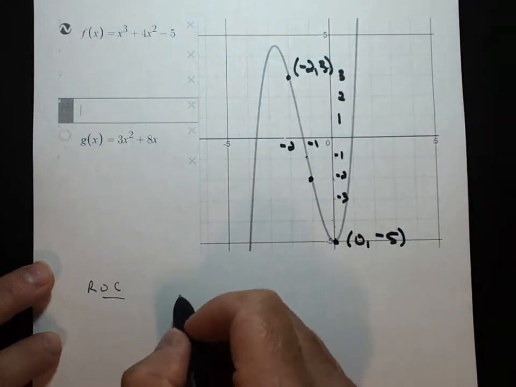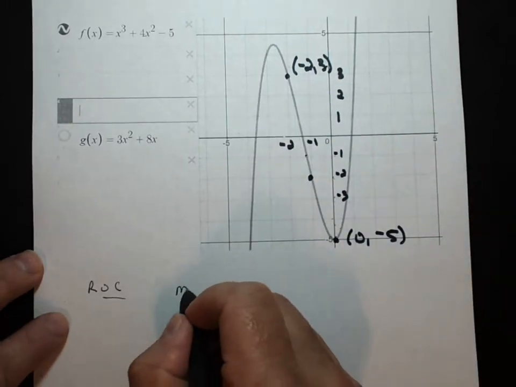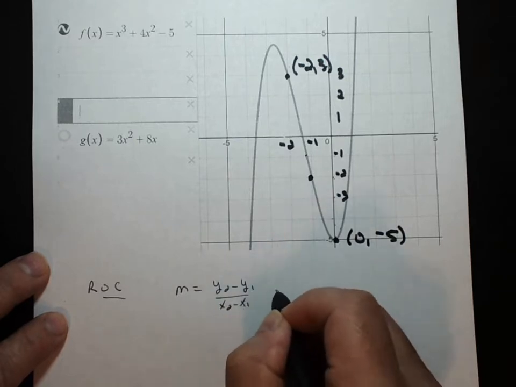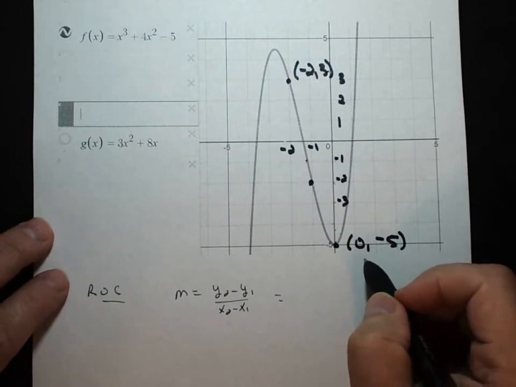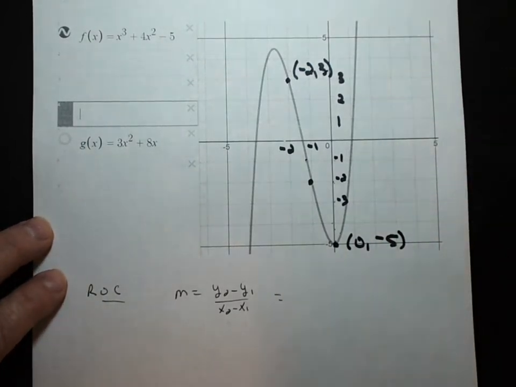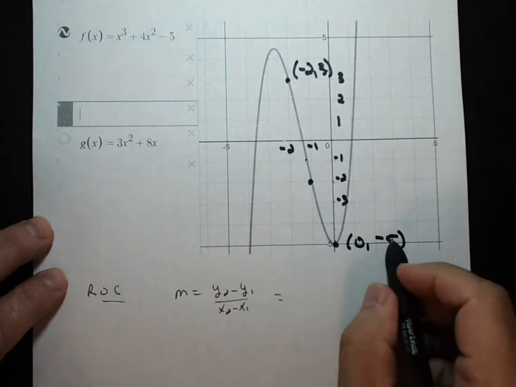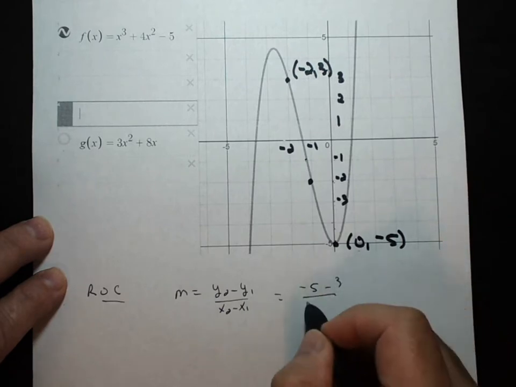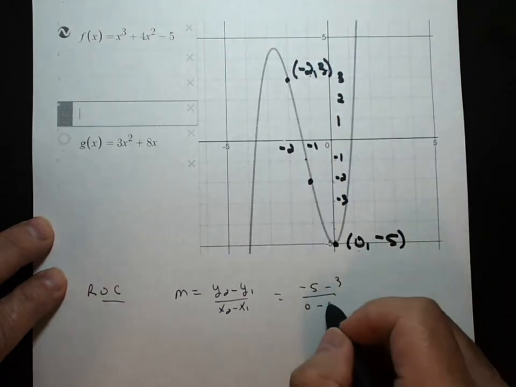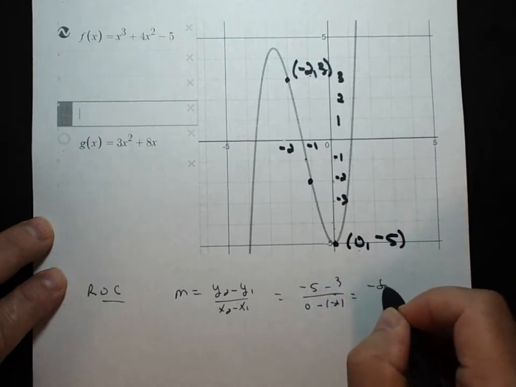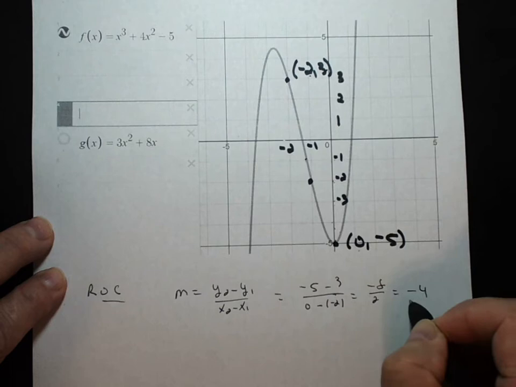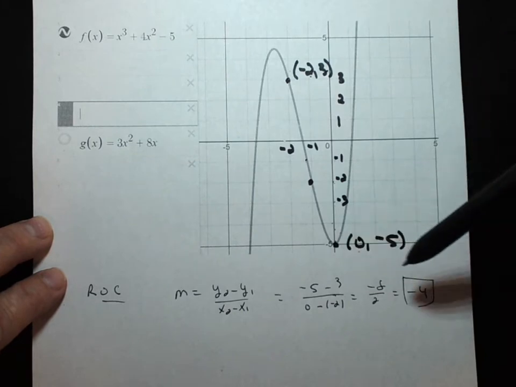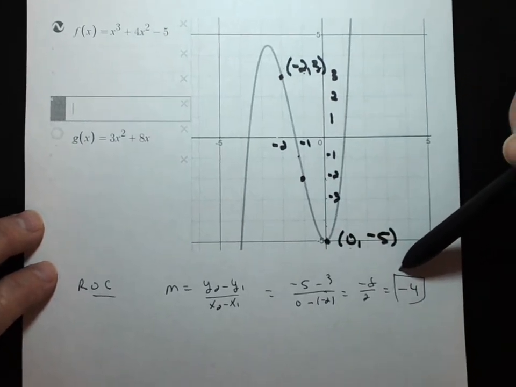And so if I was to do that, this is easy. We've got points. It's just m equals y2 minus y1 over x2 minus x1. And so I would just plug our values in. It might be helpful to label them. And we end up with, we'll say -5 minus 3 divided by 0 minus -2. And of course, that's -8 over 2, which is -4. So on this interval, from this point to this point, the average rate of change is -4.